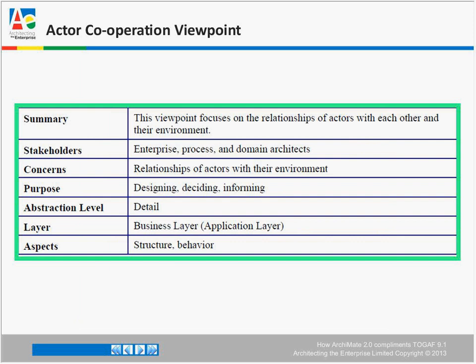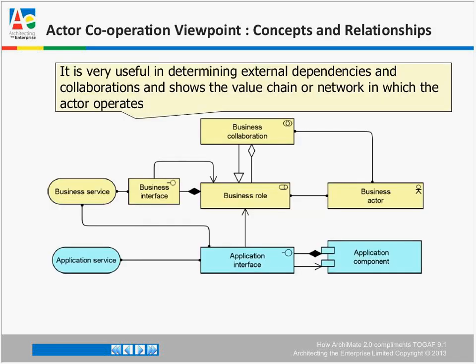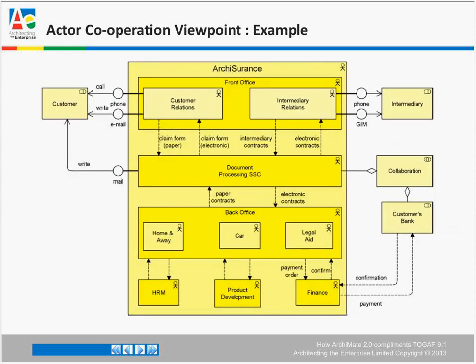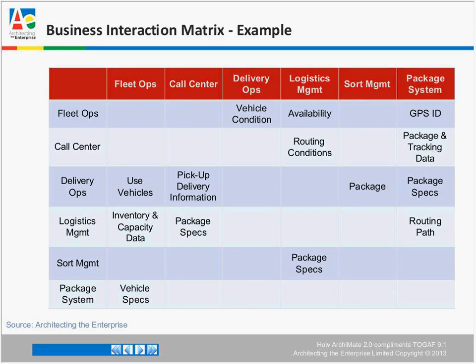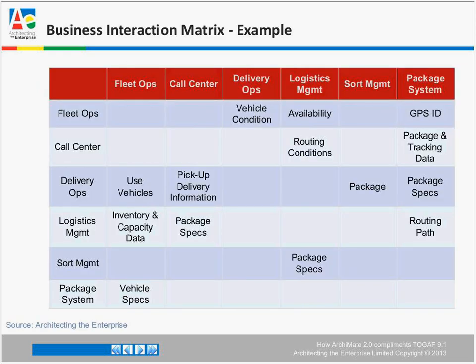This is an actor cooperation viewpoint. This is a detail level, and it's designed to show the relationships of actors with the elements of the environment. So this is a business. Again, the focus is on the business layer and its relationship between actors and organization units, and information flows between them. So here's an example of that. It's the sort of thing that would be covered by a business interaction matrix in TOGAF, showing how businesses interact with each other. So this is the representation in ArchiMate, and this is the representation in a matrix form.